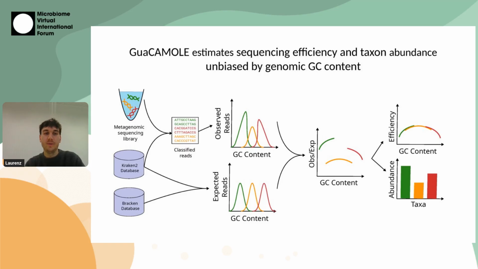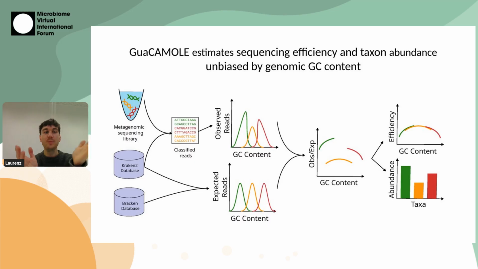for it. And basically, we classify the metagenomic reads with GuaCAMOLE2, and then for each taxon, we look at a GC distribution of observed reads, and we compare this to a GC distribution of expected reads from the reference genomes, which we get from the GuaCAMOLE2 and Bracken databases. And this gives us a projection of the data of observed to expected reads.